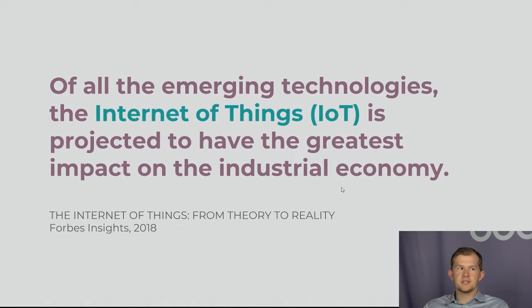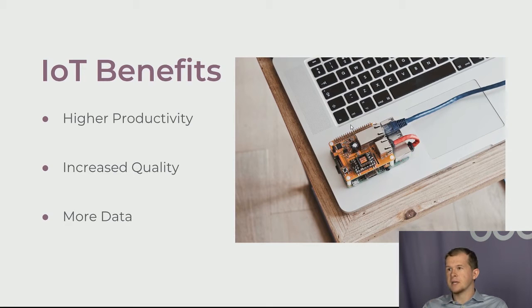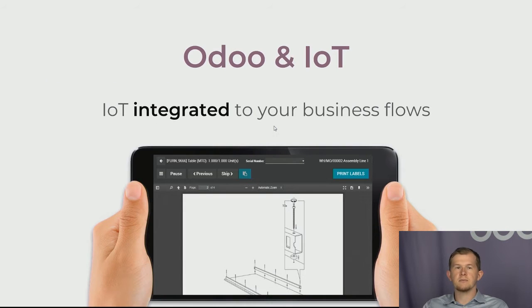And from Forbes, this was written in 2018. It's projected to have the greatest impact on the industrial economy. I'm sure you can understand why being able to connect devices to directly integrate with the software that you're using does allow you to have much better measurements and much better response times as well. So, as I said, the IoT box allows us to have better productivity, increased quality, as well as more data to gather and store for yourselves.